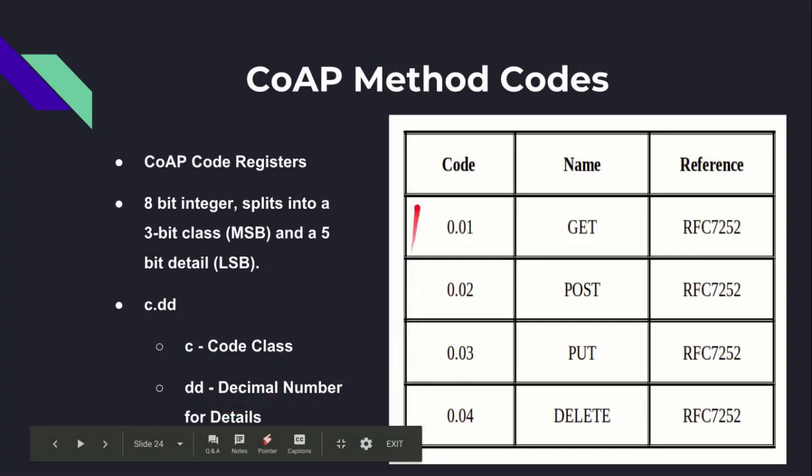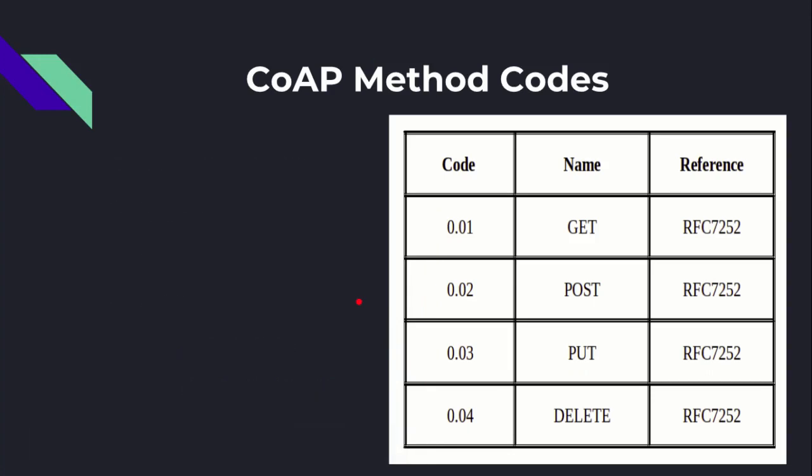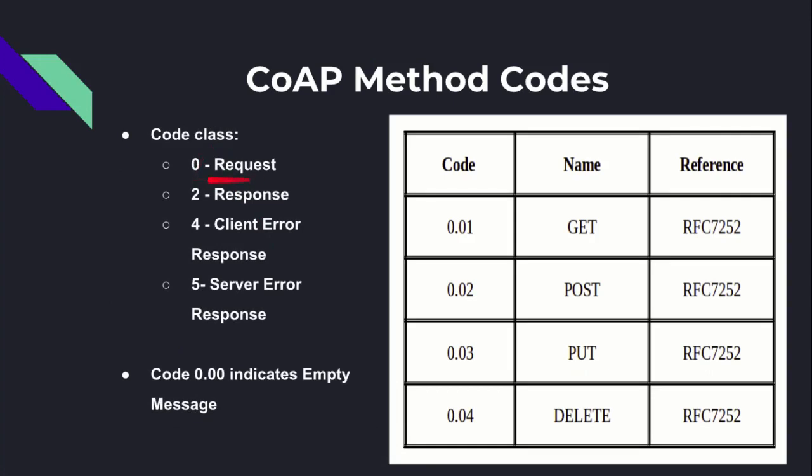So in the table you can see these are the codes corresponding to the different types of methods. Code class 0 corresponds to a request, code class 2 represents a success response, 4 is a client error response, and 5 is a server error response. And the code 0.00 indicates an empty message. In this table, the first one is 0.01, that's a GET request. Similarly, 0.02 indicates POST, 03 corresponds to the PUT message, and 04 corresponds to the DELETE message.